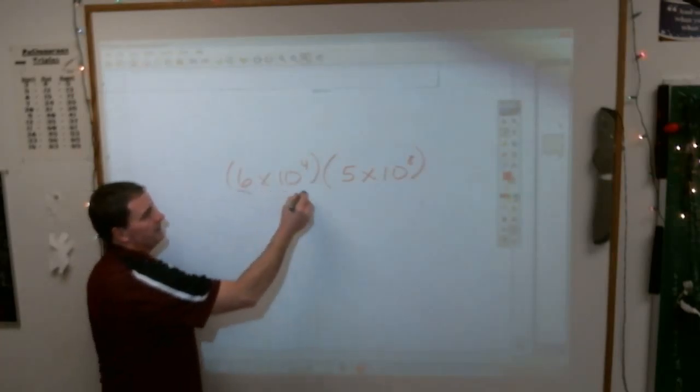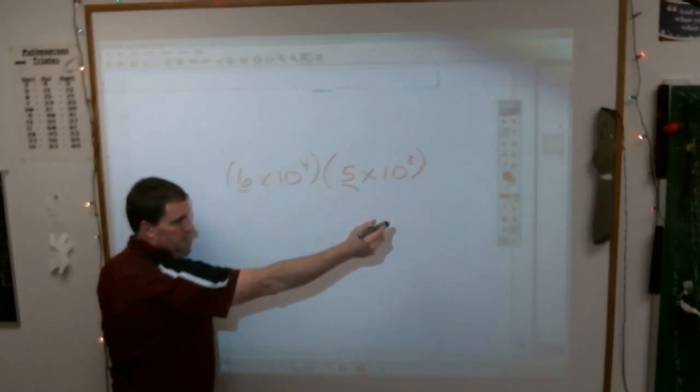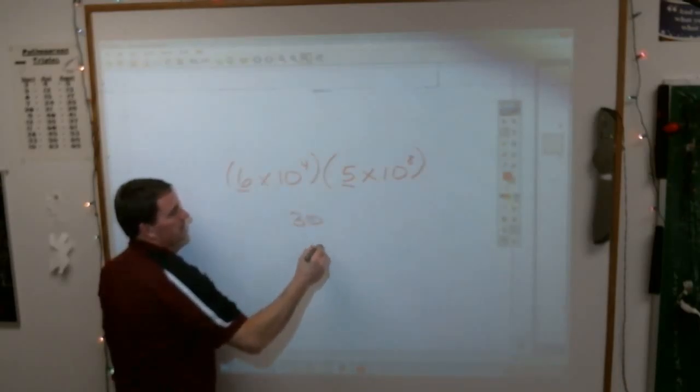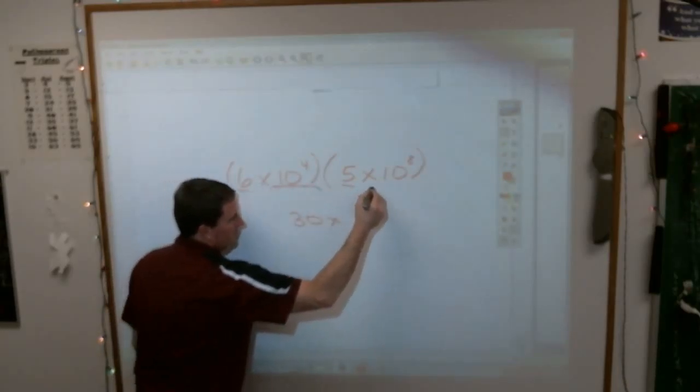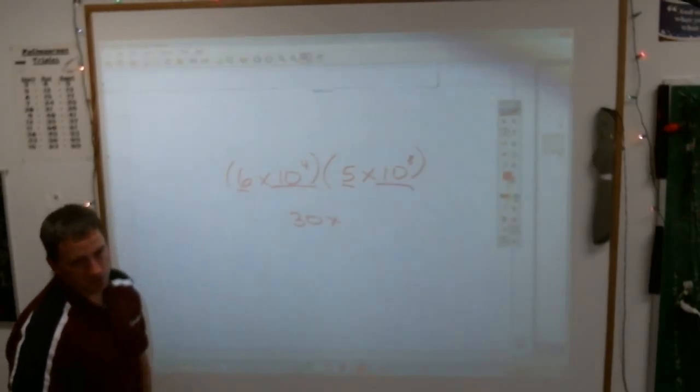Caitlin Stritzel: 5 times 6, multiplying the lefts, is 30. 30. Multiplying the rights, 10 to the 4th times 10 to the 8th is, Julia?